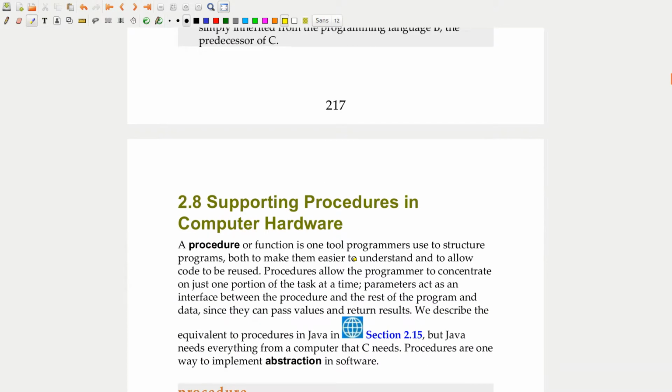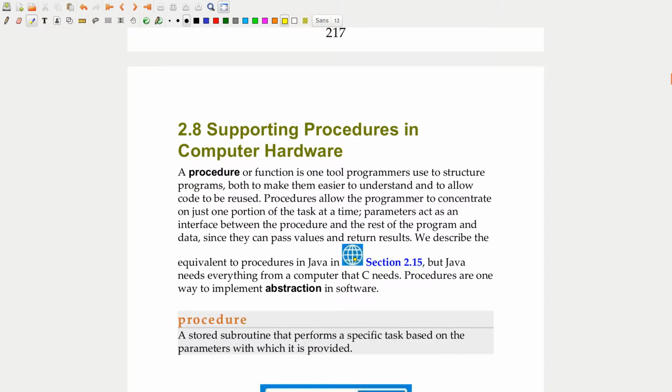I think we understand the arithmetic. So let's talk a little bit about supporting procedures in computer hardware. A procedure or function, those are going to be interchangeable, is a tool to structure programs, both to make them easier to understand and to allow code to be reused.